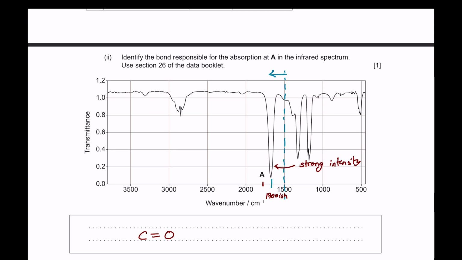So we have to find the data booklet, and basically we have to identify which bond is responsible for this absorption at E, or why. Which bond is responsible for this big dip? Okay, so how to exactly do it? Identify the fingerprint region that is above 1500, and then try to estimate what this value can be. I can say that this value is around 1700-ish.